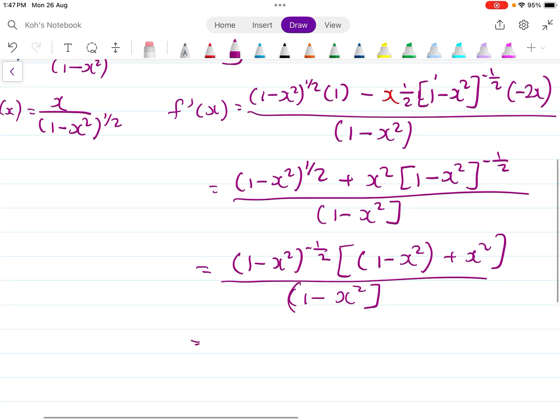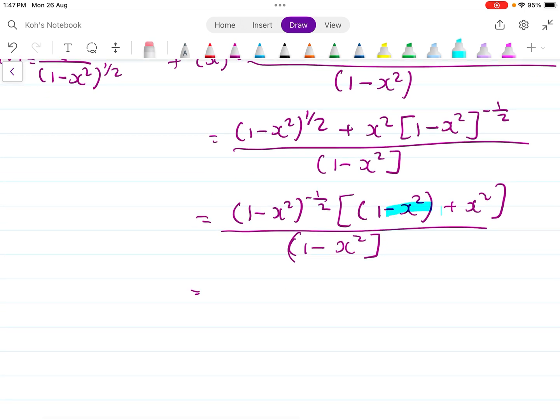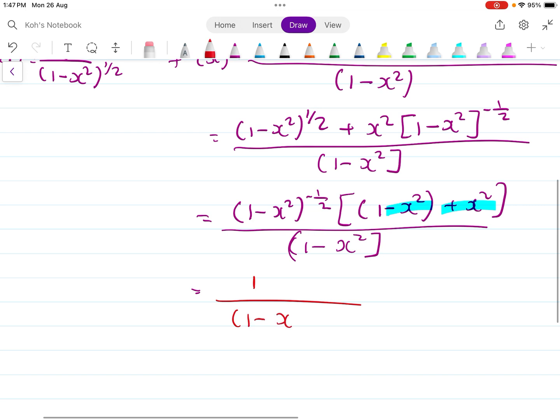So almost ready. You can see this thing and this thing is gone. After a bit of mental calculation, what is left is only 1 over 1 minus x squared to the power of 3 over 2. So that is how we differentiate f(x).